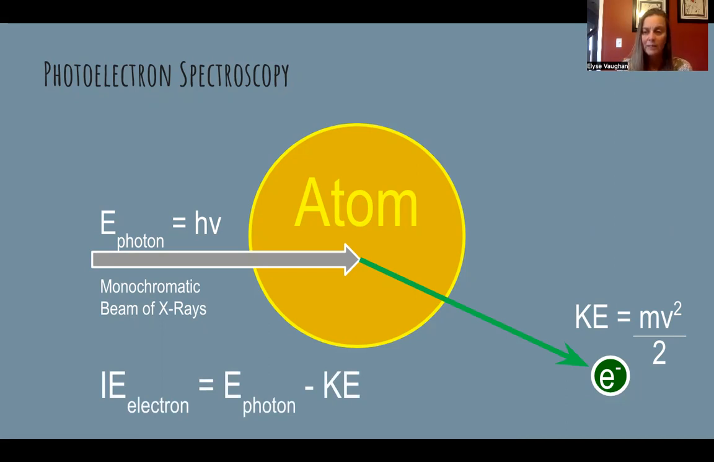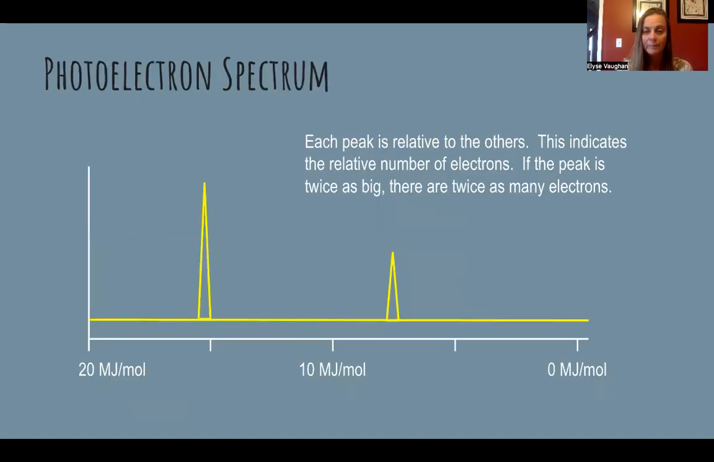The difference between this and ionization energy is that we're not just talking about removing 1 or 2 electrons, but we're talking about removing all the electrons from an atom and comparing how much energy it takes to remove those various electrons. So this is an example of a spectrum that we would get from photoelectron spectroscopy.